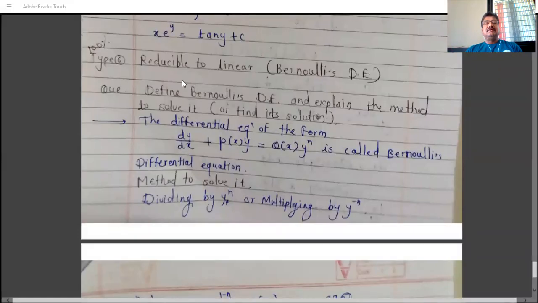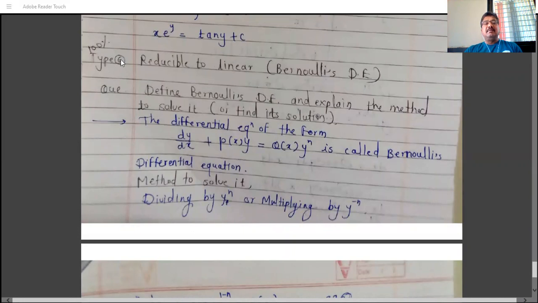Next type is reducible to linear differential equation. That is the differential equation reducible to linear differential equation, or it's called Bernoulli's differential equation. So this is the A type. Actually, this is the subtype of the previous type, that is the linear differential equation. It's a subtype reducible to linear differential equation, or it's called Bernoulli's differential equation.